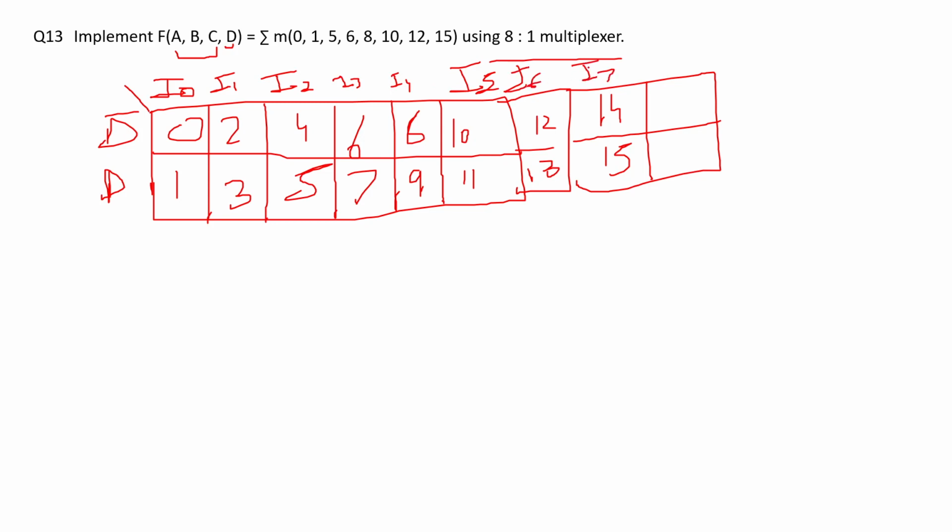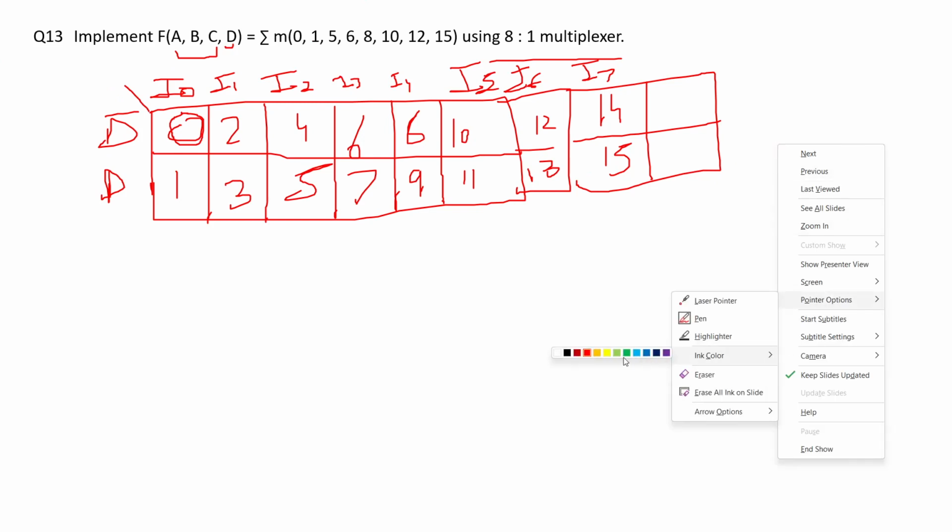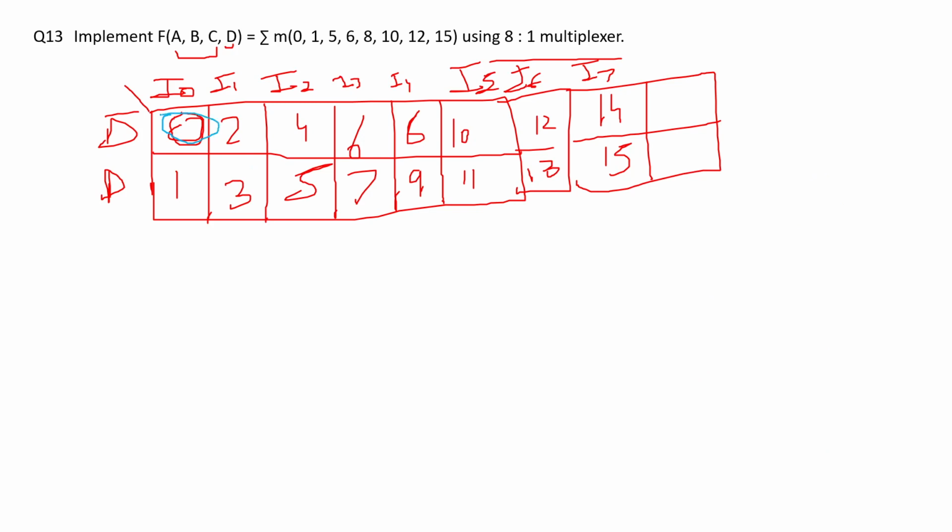We'll encircle all those minterms which are high here. So we have 0, so this will be encircled. Let me just show you. So 0, 1, 5, 6, 8, 10, 12 and 15, right? That means my output will be here: I0 is 1, this is 0, this is D, this is D complement, this is D complement, this is D complement, this is D complement, and this is D.